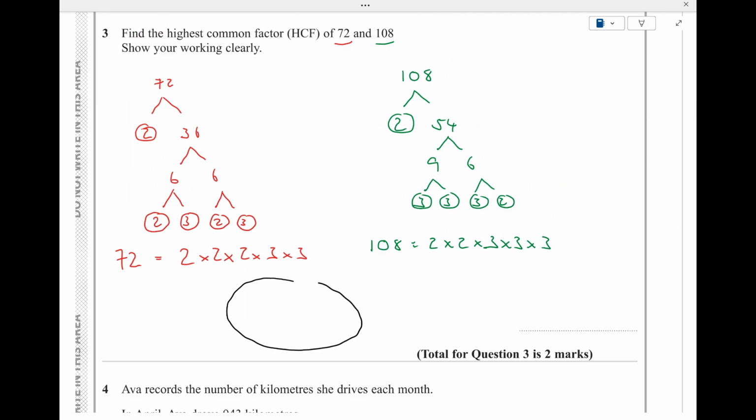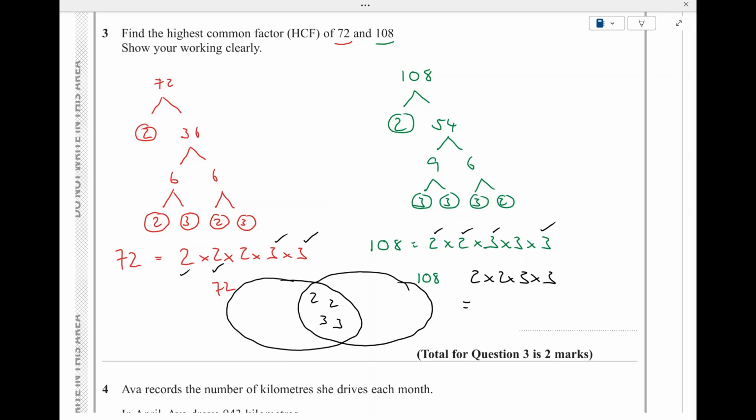Well, you could put your factors in a Venn diagram. I could put 72 here and 108 here, and the highest common factor, I need to see what will go into the intersection. Well, they both got a 2 and another 2. They've both got a 3 and another 3. And that means that the highest common factor is 2 times 2 times 3 times 3, which is 36. So that is my answer for number 3.